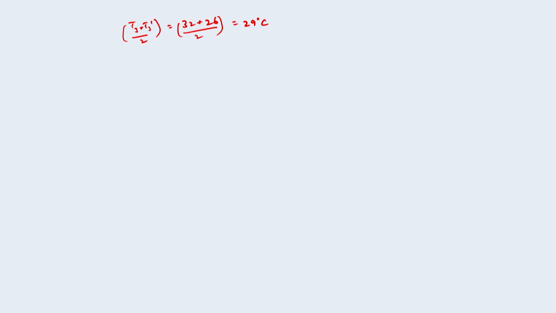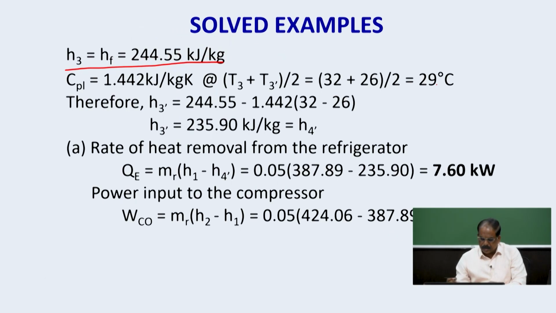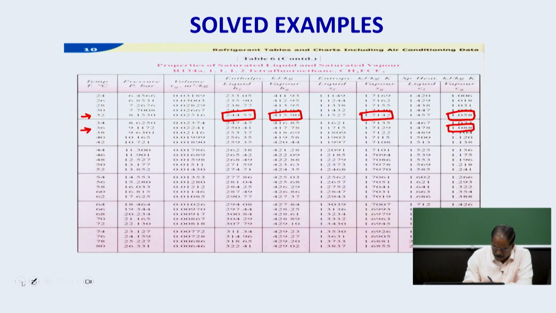Therefore, Cp of liquid has to be found for this temperature. From the R134A table at 29 degrees centigrade, we have to take the Cp of liquid. It is 1.442. Let us go to the table. 29 is here. We have got 28 and 30, so we have to take the average of these two. This is 28, the Cp of liquid, this column.